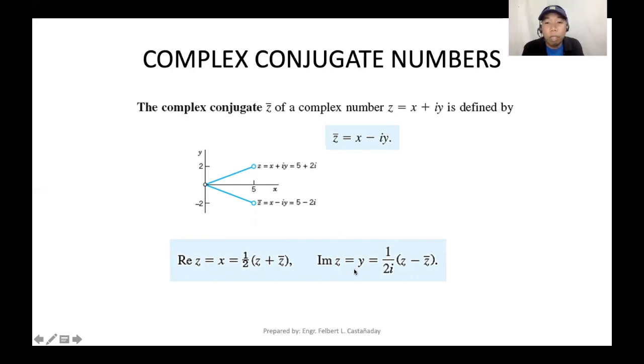And the imaginary part of the complex number Z is denoted by y. To determine that, the answer here is positive 2, right? Get the difference and divide by 2i. So Z is 5 plus 2i, minus 5 minus 2i. That becomes 5 minus 5, so the real part cancels. Then for the imaginary parts, 2i plus 2i becomes 4i. So 4i divided by 2i is positive 2. So that's it.